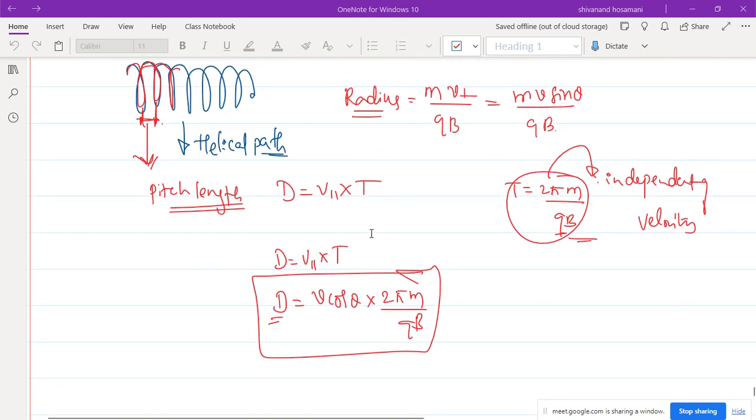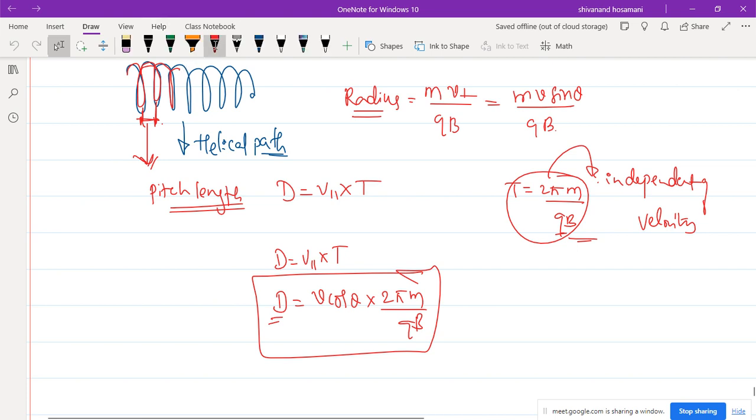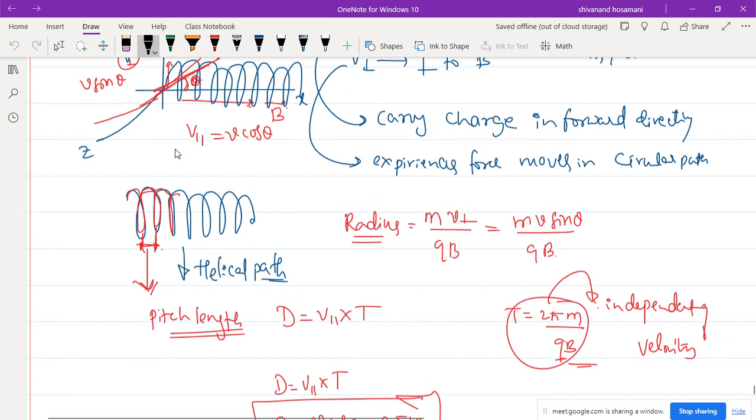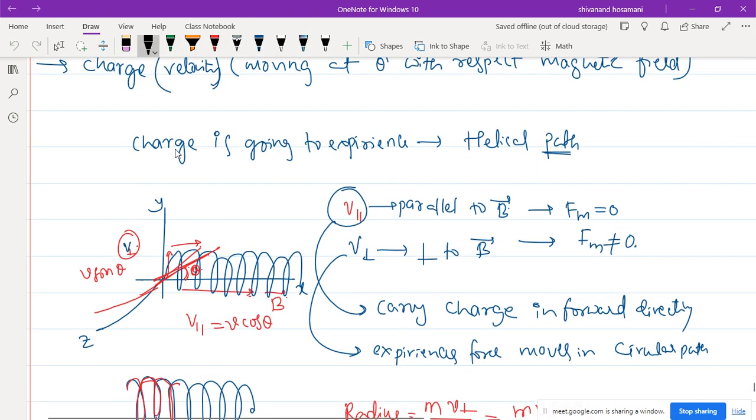So once again, I will revise the time period and radius of a particle which is moving at any angle to the magnetic field. So see here, is it audible properly? Yes, sir.